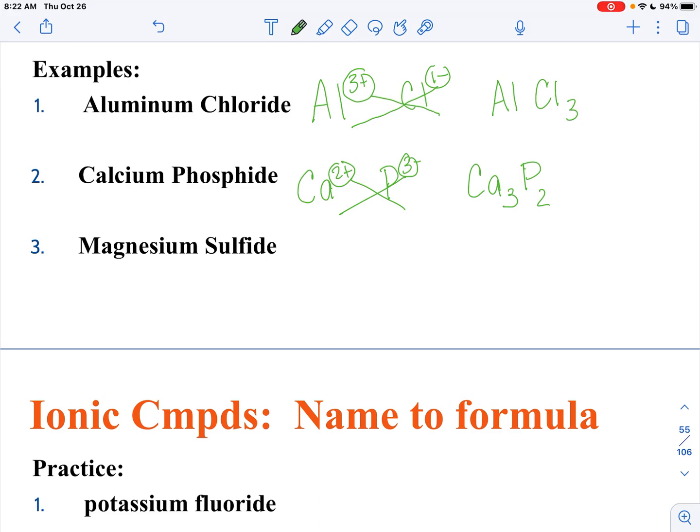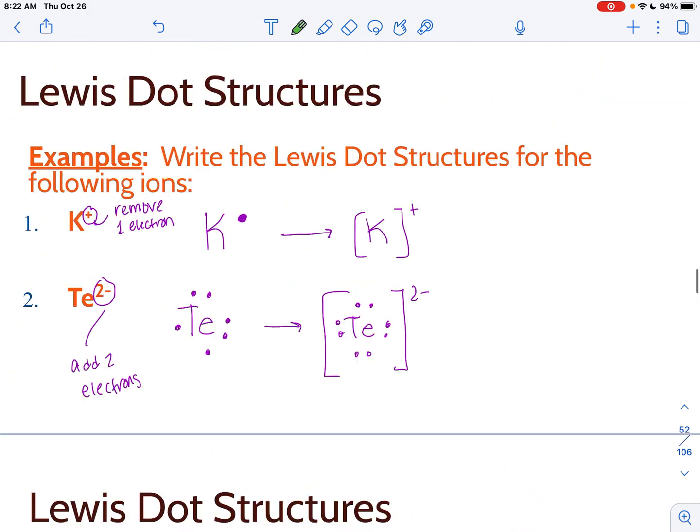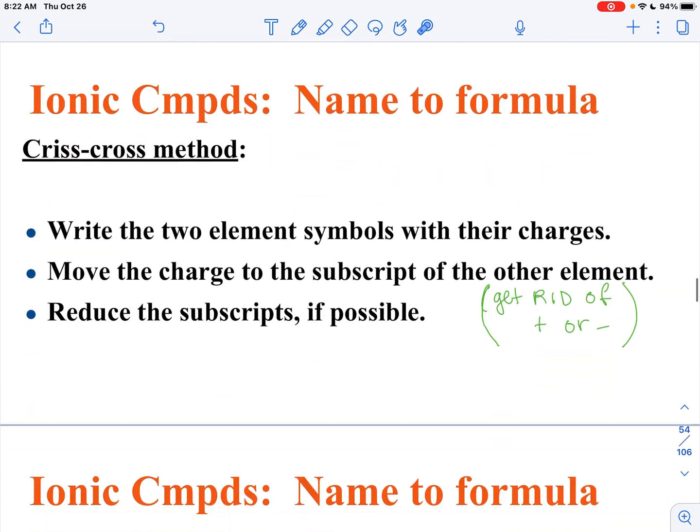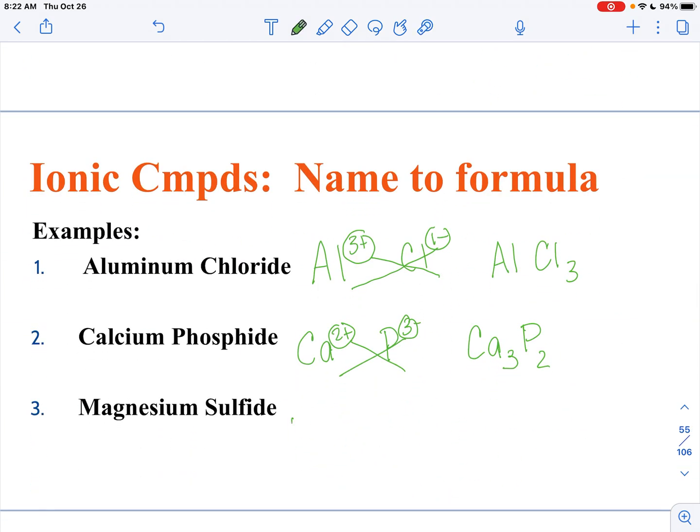For our next one, let's do magnesium sulfide. Magnesium is here. It's a 2 plus charge. Sulfur is here. It's a 2 minus charge. When you crisscross them, you get Mg2S2.